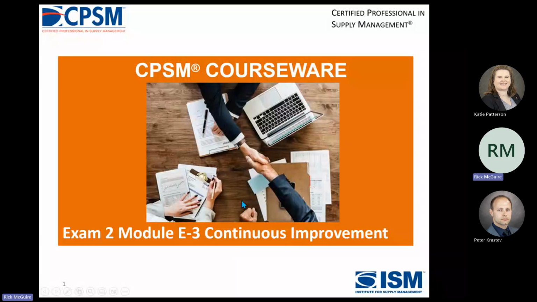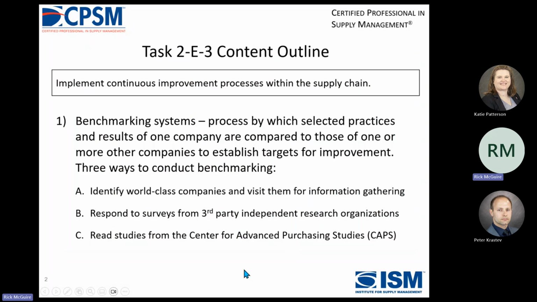All right, so a couple of days here we're going to spend on continuous improvement. Implement continuous improvement processes within the supply chain. Well, the first continuous improvement process is benchmarking, where we select practices and results of one company and compare them with another. So we go out and find somebody like John Deere and compare our purchasing procedures to theirs.